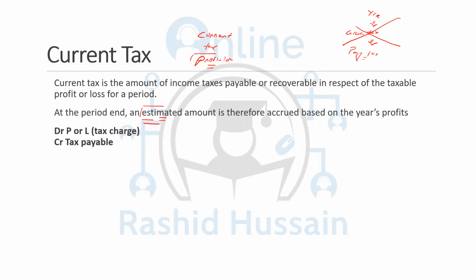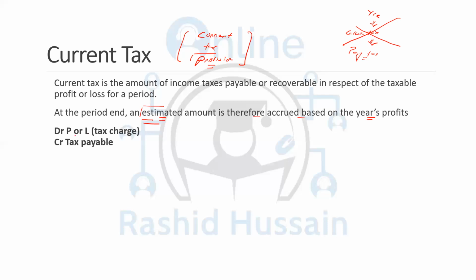Now, when they're requiring you to pay the tax in advance, that simply means you need to estimate your tax. How will you estimate your tax? Simply, for example, based on your estimated profits. And how can you estimate your profits? Simply based on the past year. So you can simply estimate your profits and then simply estimate your tax. That is why we call it the current tax provision, because this tax is not the actual one. This is the estimated one. So at the period end, an estimated amount is therefore accrued based on the year's profit.